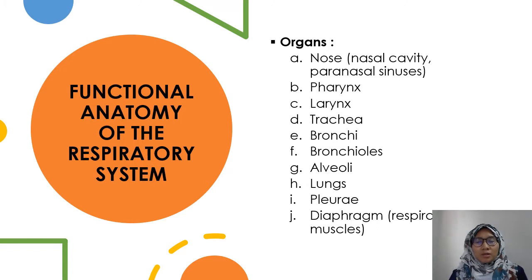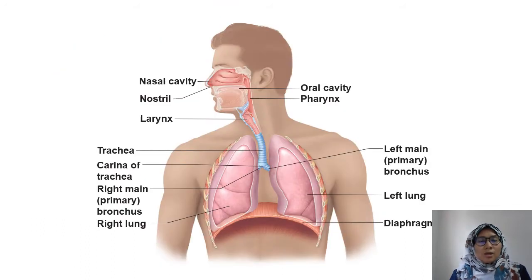Okay, so these are the organs, starting with the nose. Inside the nose we have the nasal cavity, ruang dalam hidung, paranasal sinuses, pharynx, larynx, trachea, bronchi. The bronchi enter the lungs, then bronchioles, alveoli, lungs, pleurae, diaphragm. Diaphragm in bahasa means diafragma. This diaphragm helps during breathing. So this is the respiratory system.